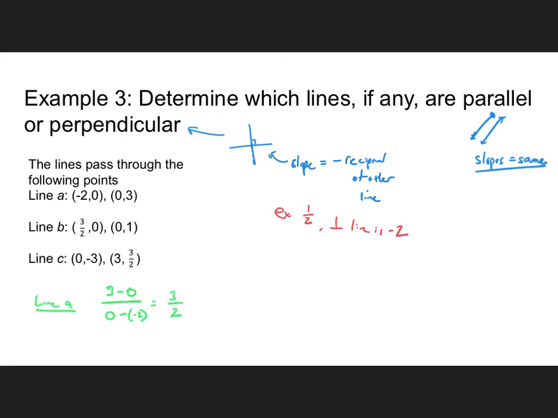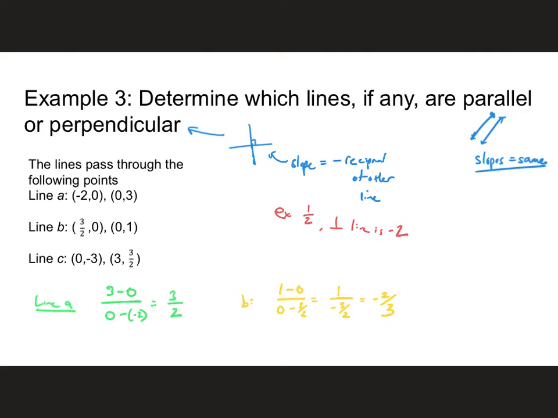Okay, and then let's look at line B. So I can't tell anything yet. Line B is going to be 1 minus 0 over 0 minus 3 over 2. Oh, gross. So that's 1 over -3 over 2. So mathematically, if I type that in, I need to remember that's like 1 divided by -3 over 2. So I multiply by the reciprocal. Okay, -2/3 is what I end up with.